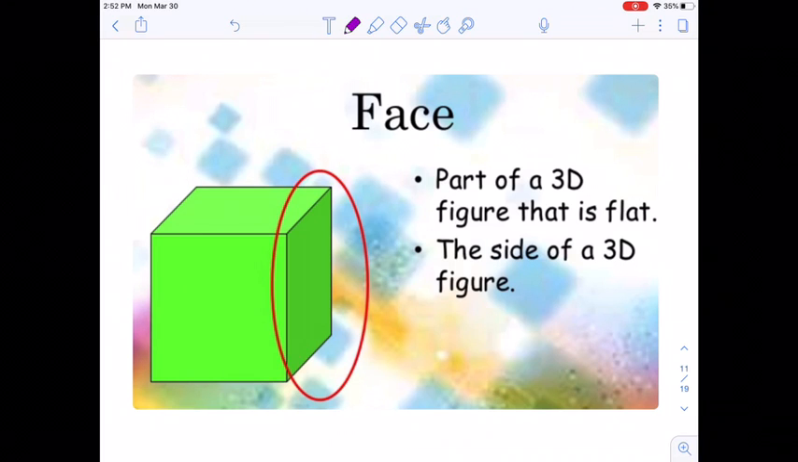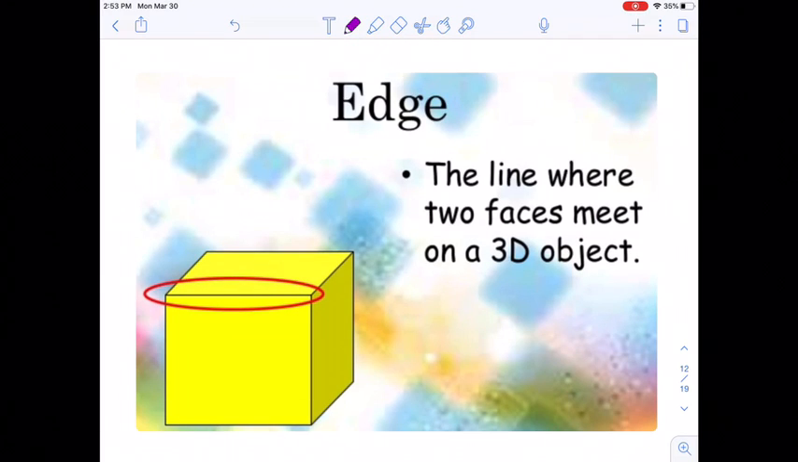So you can see I have one circled here for you on this cube. This is a face, and this is a face, and this is a face, and there are three more faces that we can't see in this picture. But we'll look at some special pictures tomorrow that you'll be able to see all of the sides at once. Let's see what other words we need to learn.